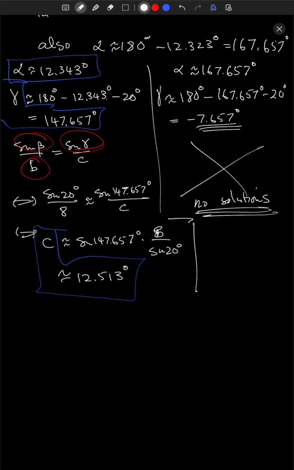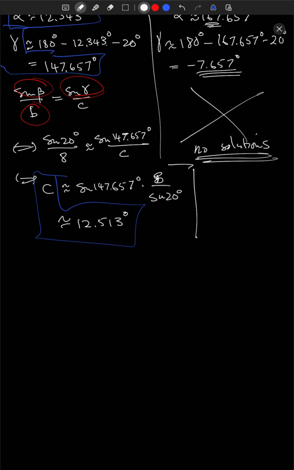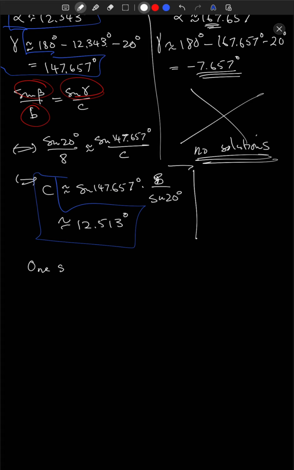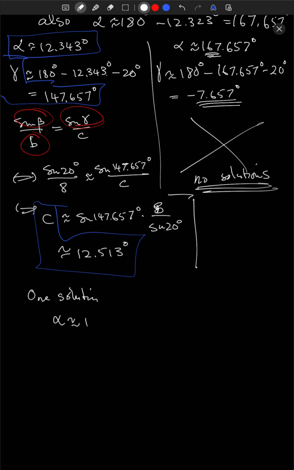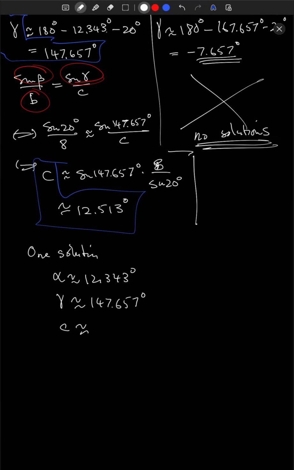Okay. And so we actually don't have to continue this problem, because if alpha were 167 degrees, then we would have a triangle that doesn't exist, that can't exist. Okay, so we just stop there. And so our problem has only one solution. Alpha was roughly 12.343, gamma is roughly 147.657, and C is roughly 12.513. Sorry, I always put these degrees by accident here. No degrees there. C is just a length, so there's no degrees there.